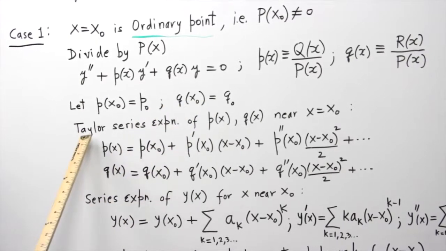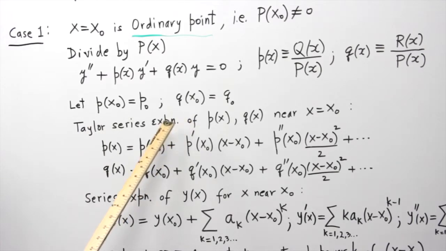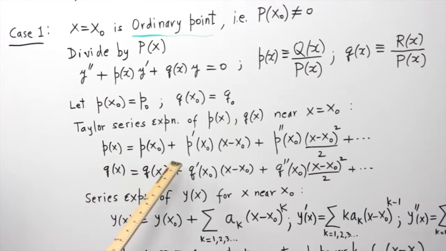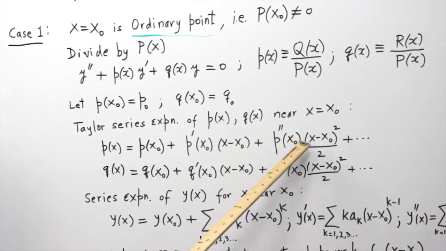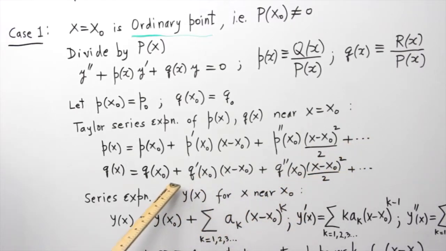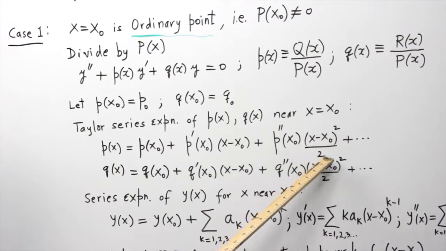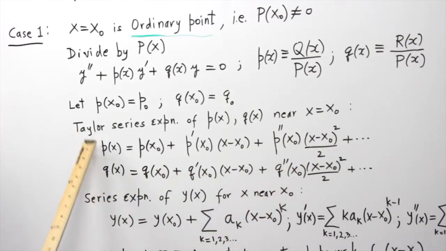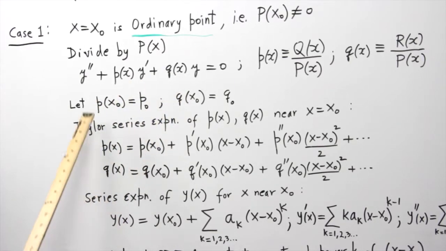Given this, we can also do a Taylor series expansion of these two functions p and q around the point x naught, so we have a Taylor series expansion of p and a Taylor series expansion of q, and we can have more terms to get a more accurate series expansion solution. This is the value of the function, this is its derivative times x minus x naught, and this is the second derivative times x minus x naught squared over 2, and so on. So this is a series expansion of the coefficients.